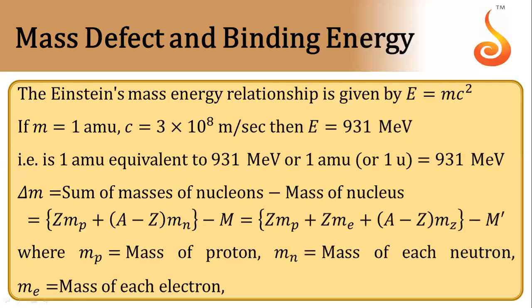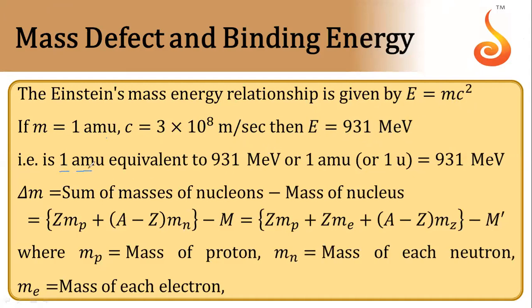Hi, the next topic is mass defect and binding energy. We know that Einstein's mass energy relationship is given by the formula E equals mc square. Now, if mass is given in atomic mass unit and speed of light is 3 into 10 raised to power 8 meter per second, then energy is 931 mega electron volt. Means when you convert one atomic mass unit into mega electron volt, it becomes 931 mega electron volt.